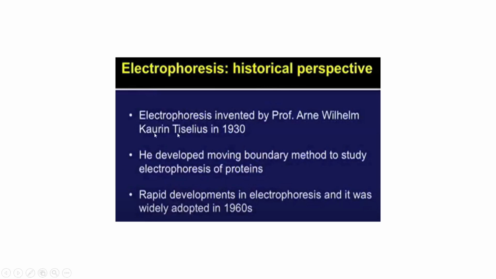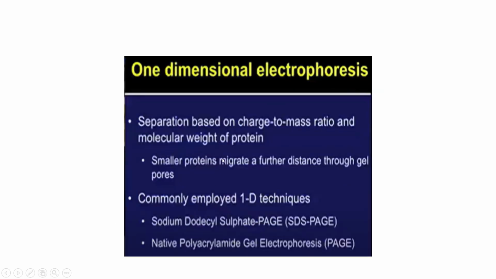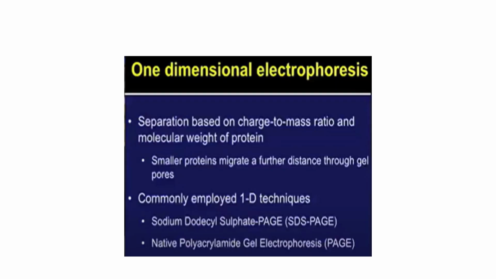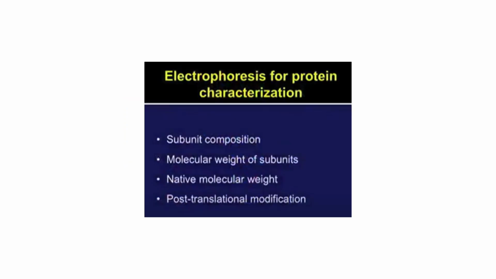So the electrophoresis technique was invented by these scientists in 1930, and they developed this technique. And here the separation is solely on the basis of charge to mass ratio and molecular weight of protein. The smaller ones migrate further and the larger ones migrate slowly. In this technique, there is native and SDS page. Both have their own benefits. So electrophoresis for protein characterization, that is SDS page or native page.